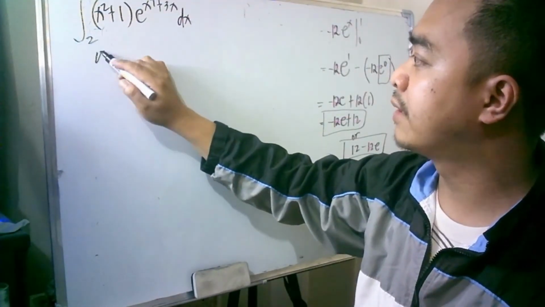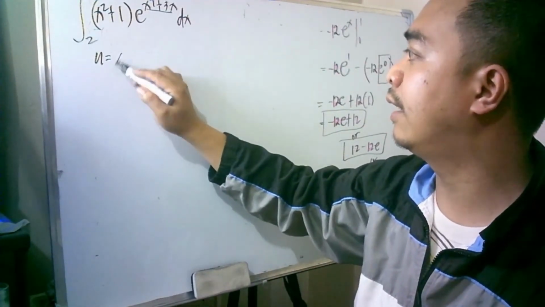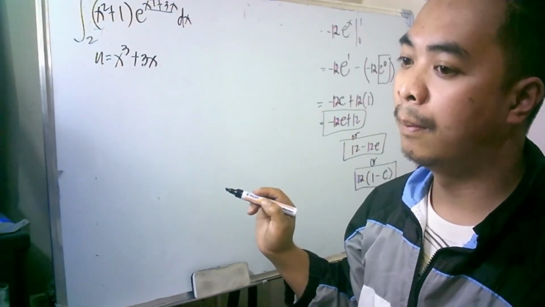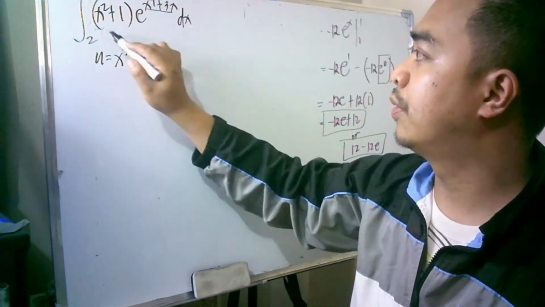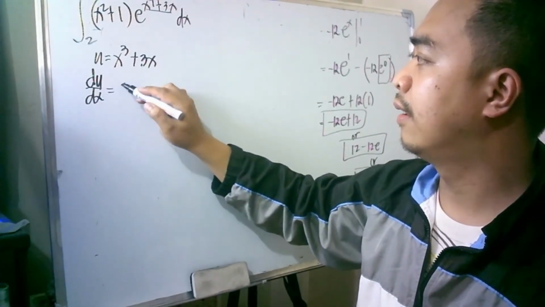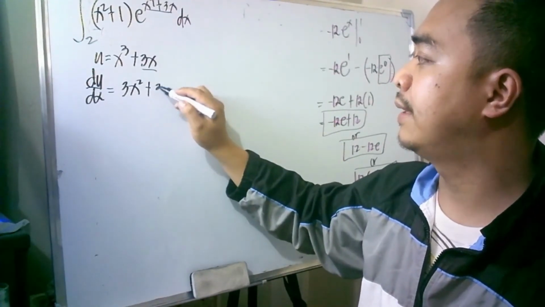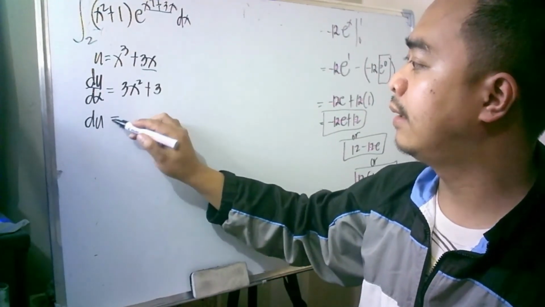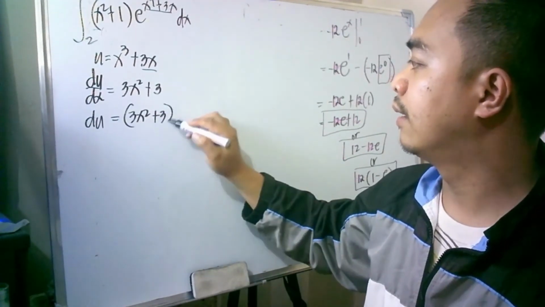Automatic yan na mag-start tayo sa substitution, no? Try natin. Ano yung isusubstitute natin or ililet natin? X cubed plus 3x. Tama ba? Yes sir. Tapos x squared plus 1 yun. Sige. Ang du dx natin ay 3x squared. Meron na siyang derivative, no? Ang derivative ng 3x ay positive 3. So, mukhang ang du natin ay 3x squared plus 3 dx.